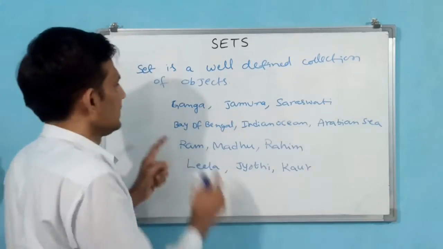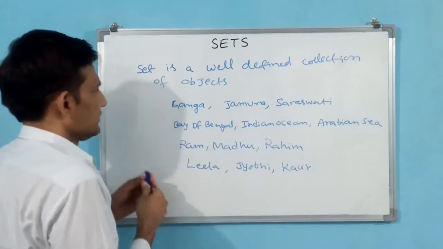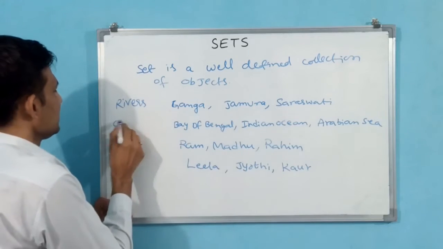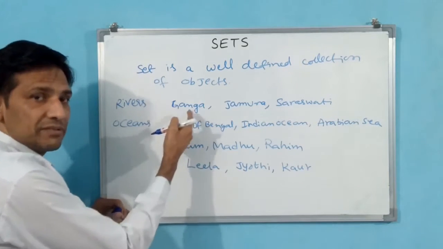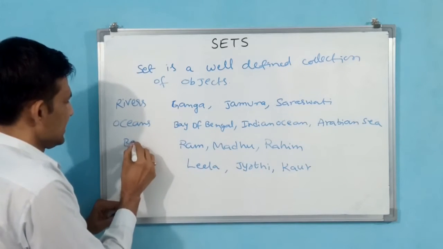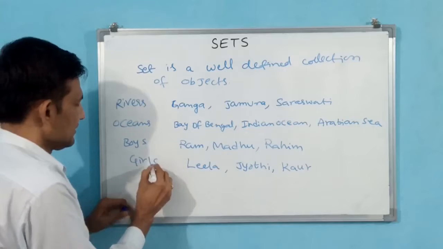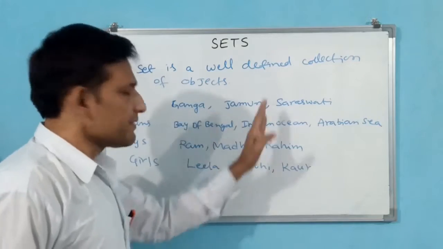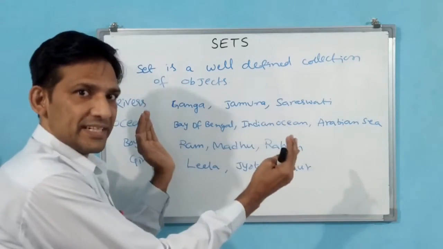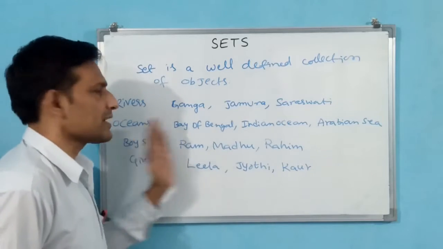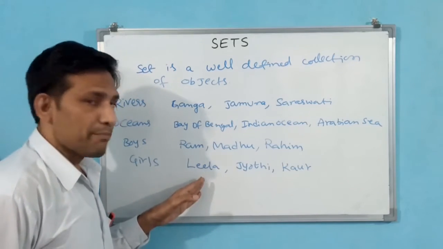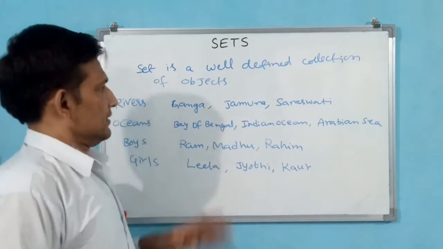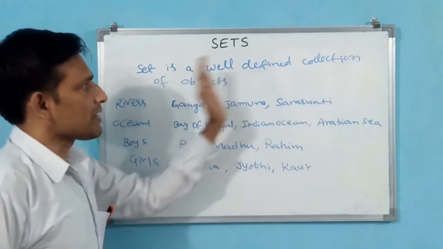See, these are also a collection of rivers. We can say rivers here. Oceans are not mixed with rivers. Boys, girls. That means here the set is well defined. See, these are all sets. We have not yet made a representation of how to write them. Just see what a set is. Here we have not mixed one element of the set with another. Now we are understanding what sets are.